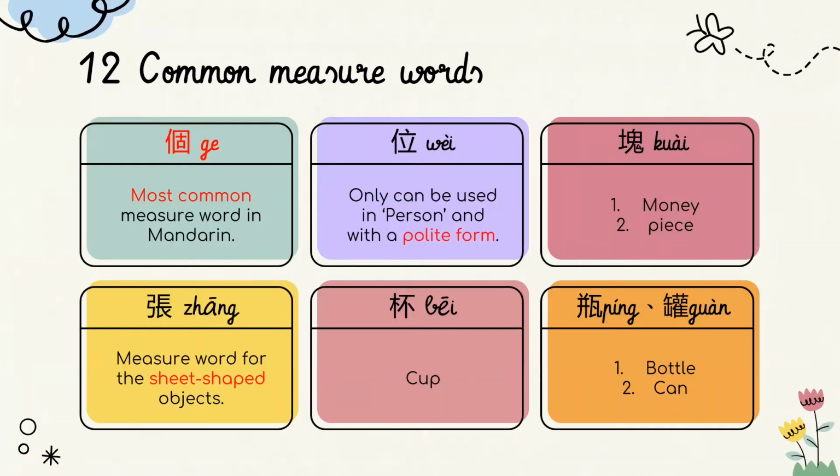The first one, 个, is the most frequently used measure word, and it's used as the measure for many different nouns. So if you don't know which measure word you should use, you can simply try to use 个, because it might be correct. So 个 is a very important measure word, and you will hear it very frequently. And the second one, 位.